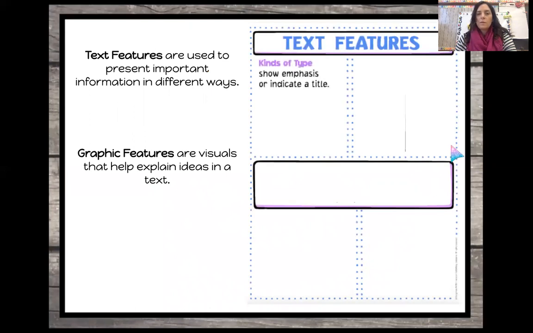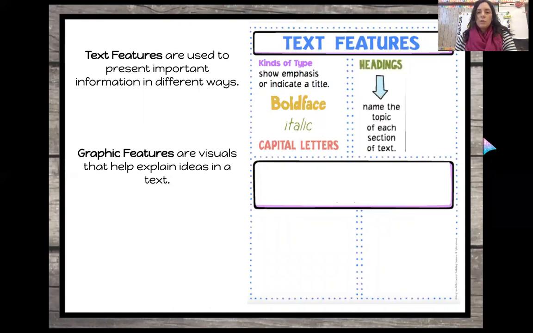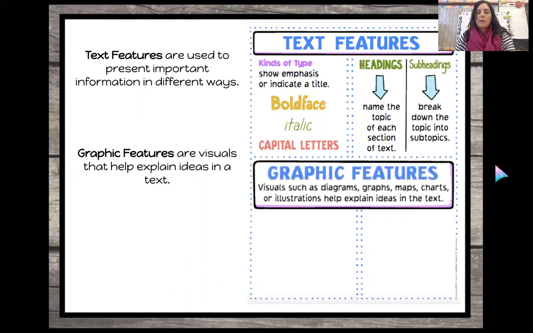So when we talk about text features, we're talking about the kinds of type that are meant to show emphasis or indicate a title. Maybe the type is bold or italic, or maybe it's written in all capital letters. We also have headings that name the topic of each section of a text, and subheadings which break down the topic into subtopics. So those are text features, the way the text is written. Graphic features are visuals that help explain the ideas in a text. And these are things like diagrams, graphs, maps, charts, or illustrations.